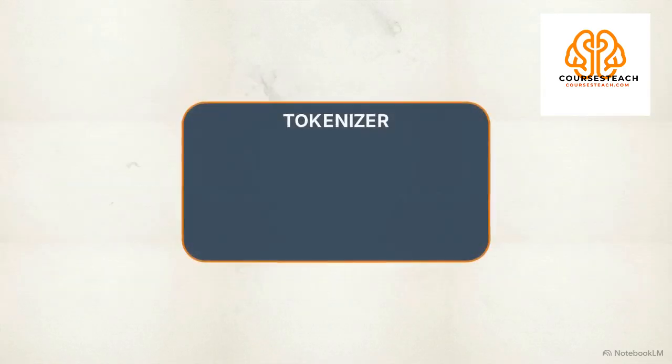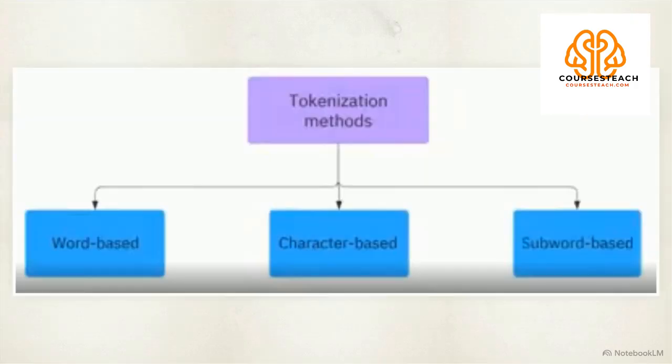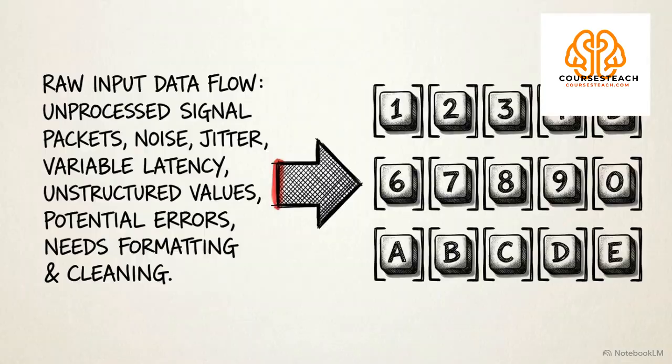The software component tasked with parsing raw text into these distinct pieces is known as a tokenizer. This flowchart details the three primary methodologies a tokenizer uses to generate its output: word-based, character-based, and subword-based tokenization. Without this process, natural language processing is impossible. Tokenization is the mandatory translation layer that bridges human concepts to machine-readable data.